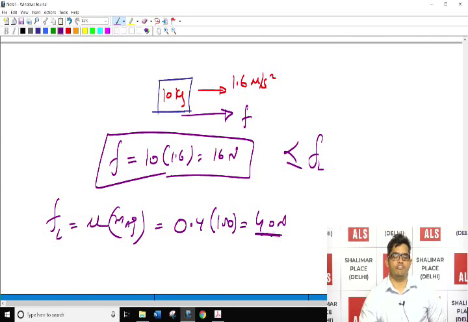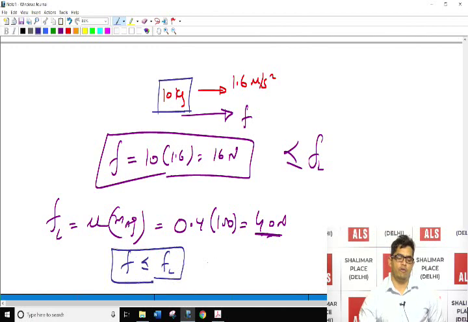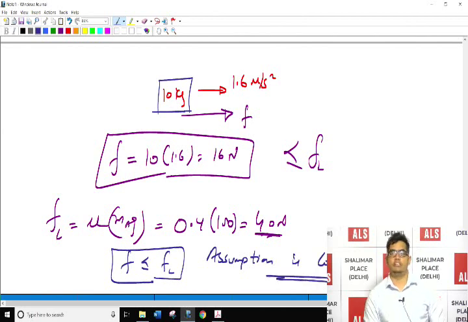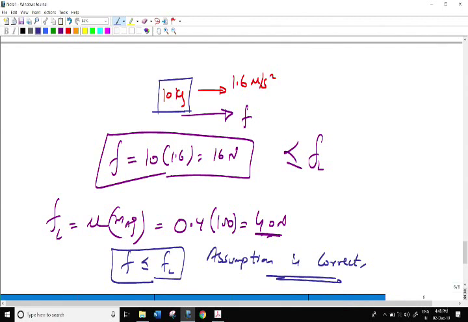As you can see, 40 Newton is big enough, because we only need 16, so it will very happily provide 16 Newton. And since F is less than or equal to limiting friction, our assumption is correct. The blocks will move together and they will have an acceleration of 1.6 meter per second square. Understood?